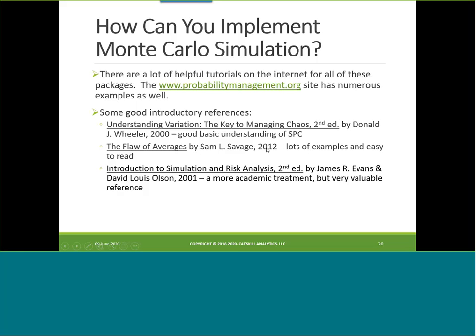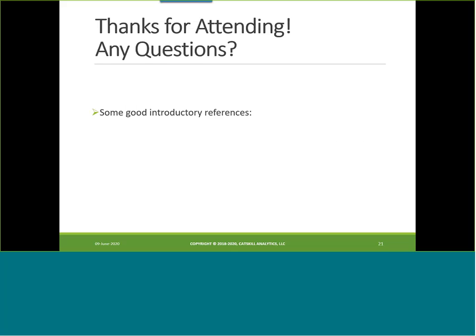Savage actually wrote a book in 2012 called The Flaw of Averages. It has lots of examples and is easy to read. He goes into obviously much more detail. I've just talked for 45 minutes, so I highly recommend that. If you really want to get into simulation, the third reference here is a much more academic treatment, but it's a very valuable reference. If you get into this on a serious scale, I recommend it as a kind of reference book in your library.